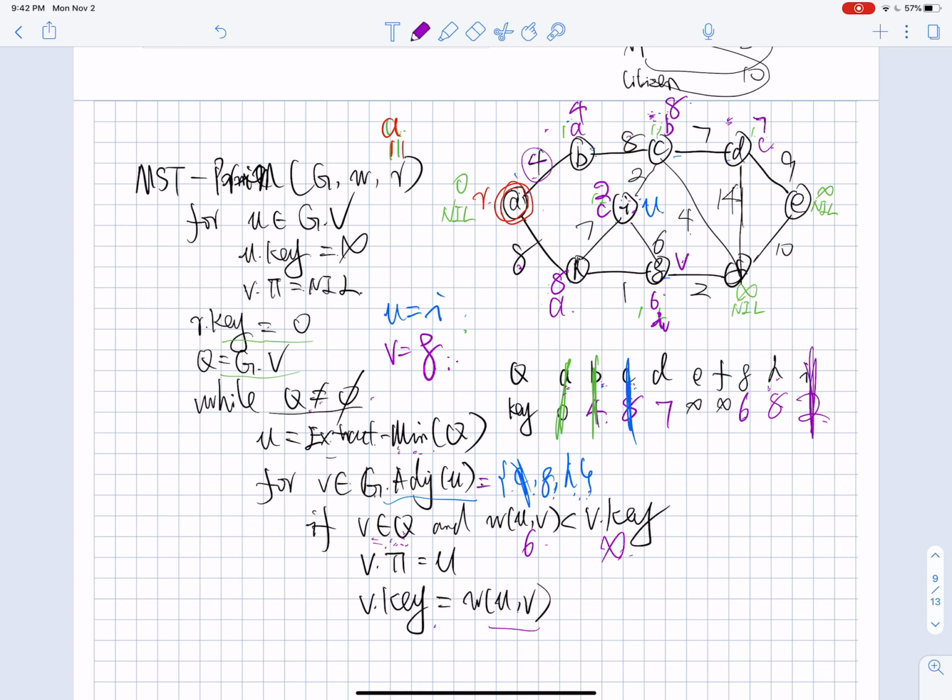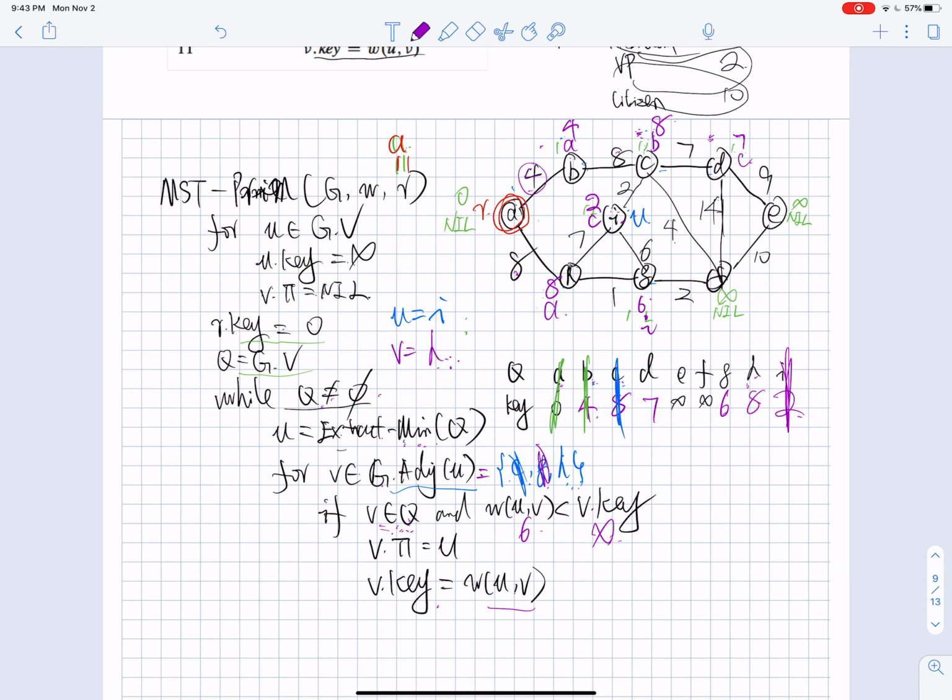And then let's do something for H. So we just finished the iteration at G, and then let's do something for H. So H is right over here, so we have V here, okay. So WUV is 7, and the key of H, V dot key, is 8. So again, this is true. So yes, we can do something over here. We can further reduce the key of H to 7, and we set the parent of H to U, which is I. Okay, so here the key of H is also reduced. And then we just finish this iteration.